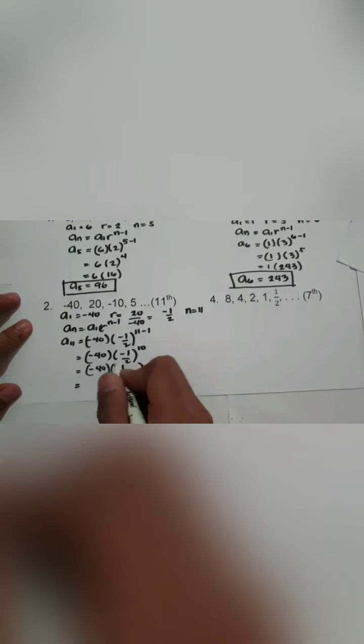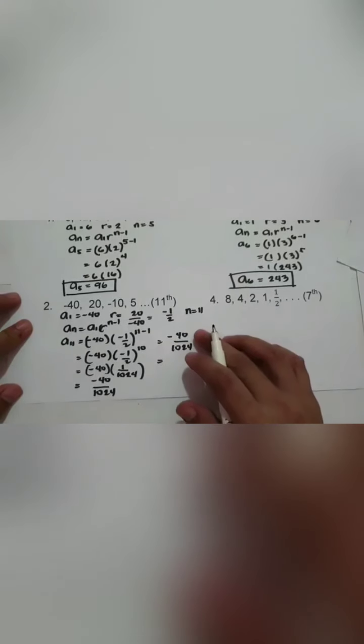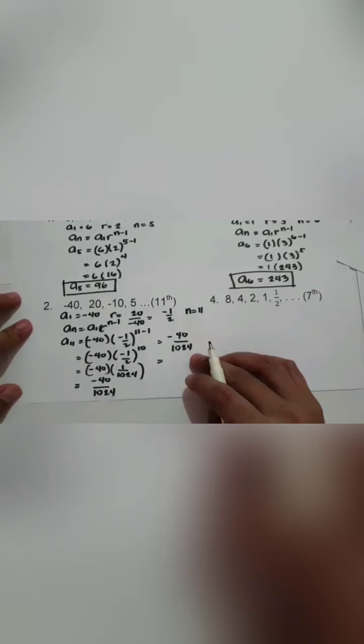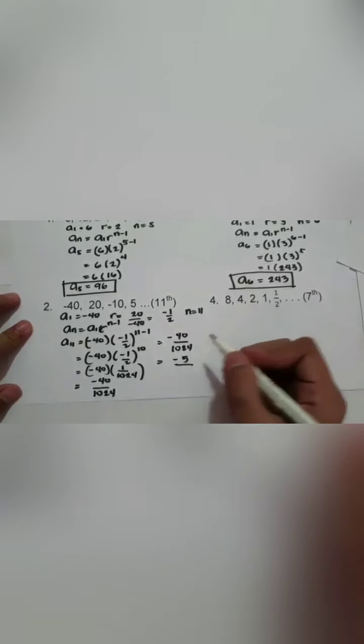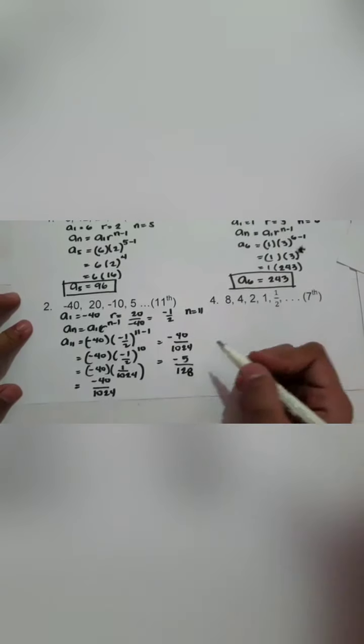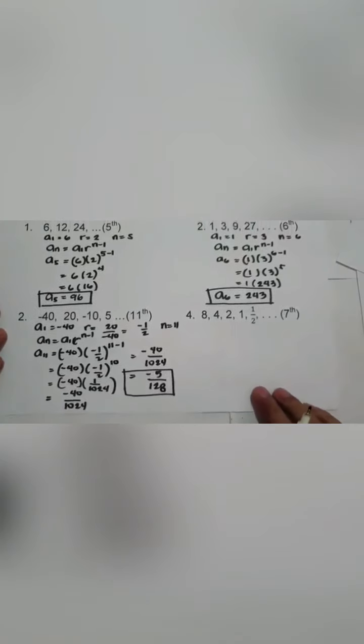So we have negative 40 times 1 is negative 40 over 1024. Since we have a fraction that can be written in simplest form, negative 40 and 1024 are divisible by 8. So let us divide by 8. Negative 40 divided by 8 is negative 5 over 1024 divided by 8, that is 128. So the 11th term is negative 5 over 128. What about the last number?